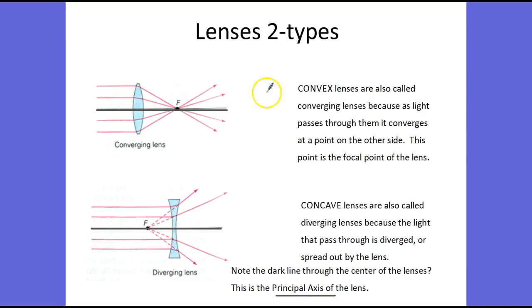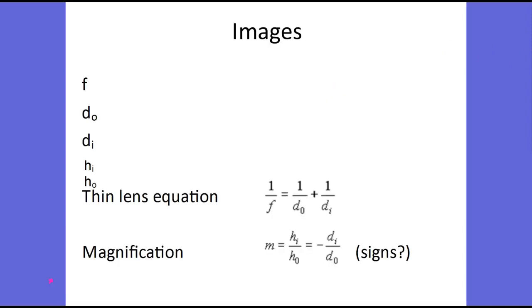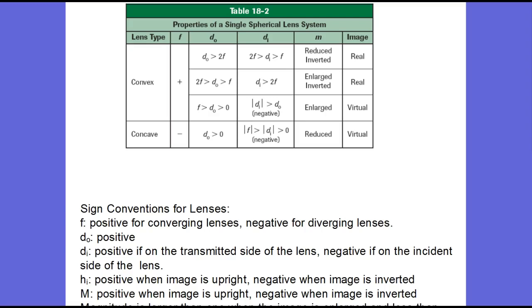There are two types of lenses: convex lenses, which are also called converging lenses, and concave lenses, which are also called diverging lenses. Remember, this is called the principal axis. We are going to do ray diagrams again. If light comes from infinitely far away in parallel lines, it will hit the focal point. Again, the thin lens equation, the magnification, and the same quantities that we've looked for before.